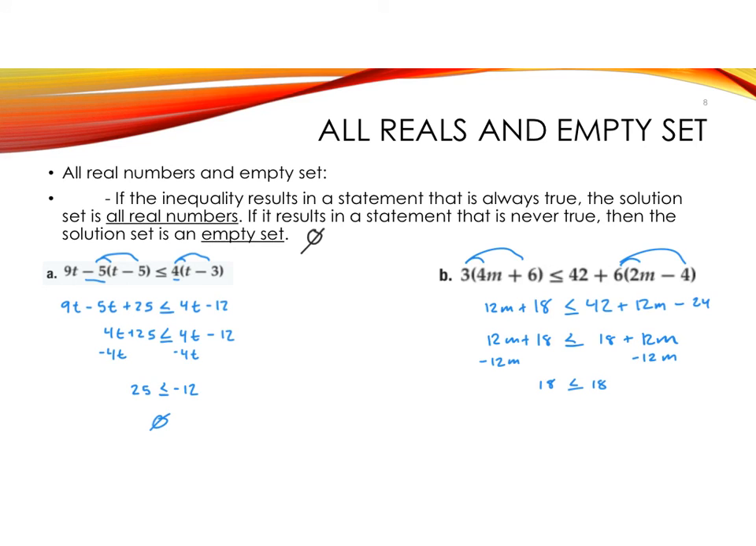Now, don't let the inequality fool you. Read the sentence. 18 is less than or equal to 18. Now that's a true statement. 18 is equal to 18, and so our solution is all real numbers. And the way you would write that is m such that m is all real numbers. And to do the fancy R, it's 2 bars down and then an R over like that.